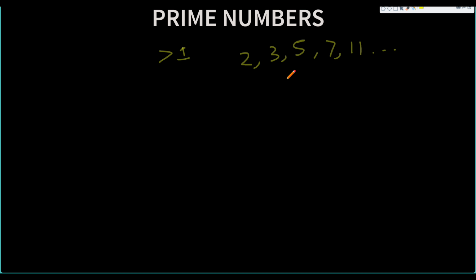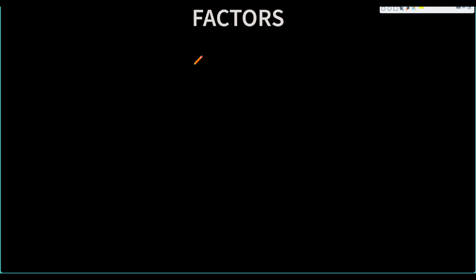Now let's look at what factors are. Factors of a number are numbers that divide it exactly, leaving no remainders. For example, let's take number 12 and see what its factors are. 12 can be divided by 1 and 12 itself. Then 2 by 6 also gives us 12. So when we divide 12 by 2, we get 6, or when we divide 12 by 6, we get 2. Similarly, 3 and 4 are also factors of 12 because 3 times 4 gives us 12. So the numbers 1, 2, 3, 4, 6, 12 are all its factors.